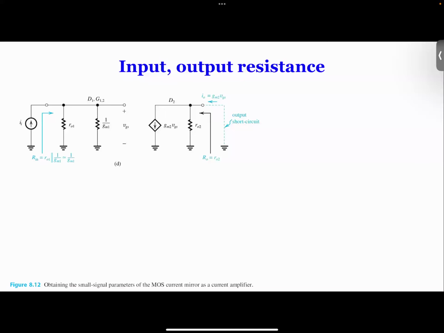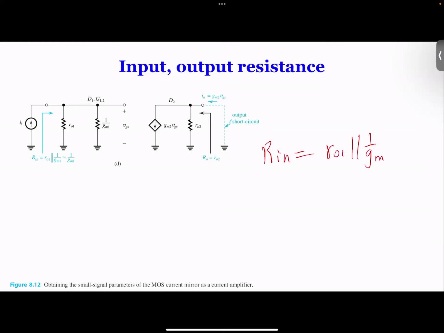Now, if you want to look at the input resistance, we can open the output and simply look in from here. From here looking in, you can see that this part of the circuit has no impact on the primary circuit. So you take the voltage divided by the current, and you get the input resistance. So it's easy: R in becomes RO1 in parallel with 1 over GM.